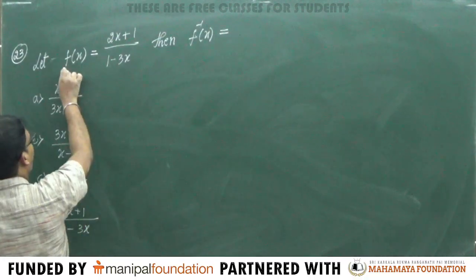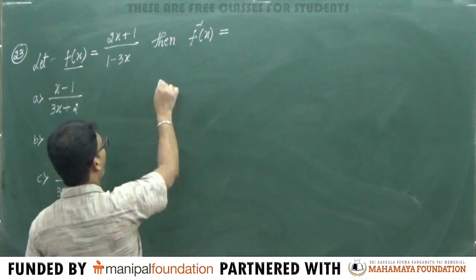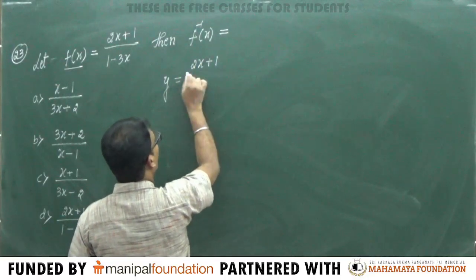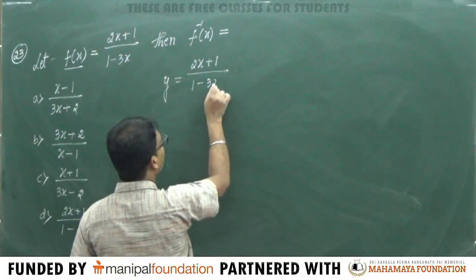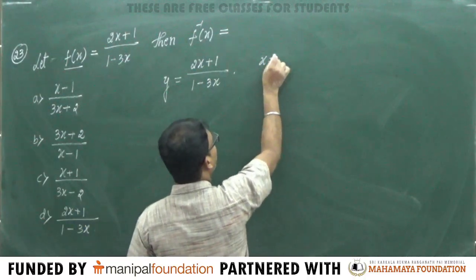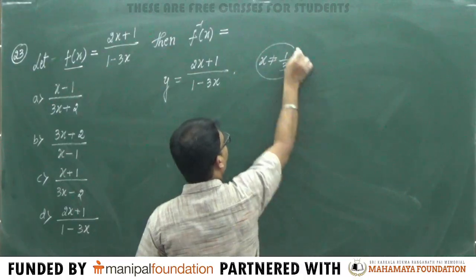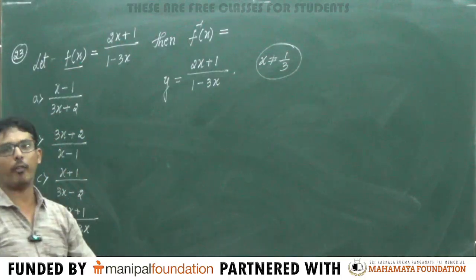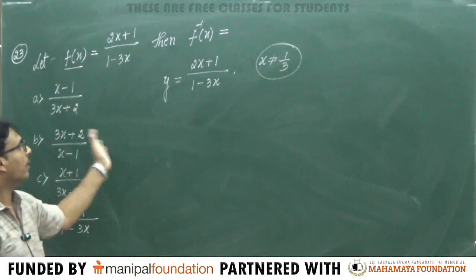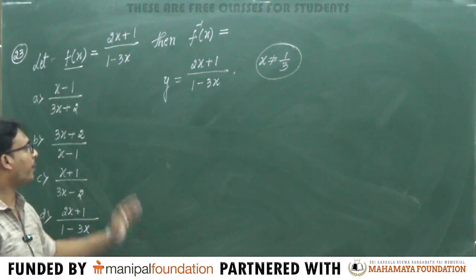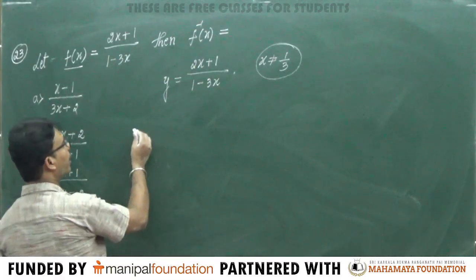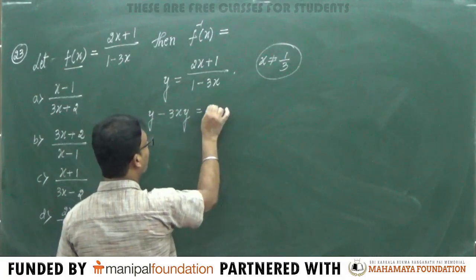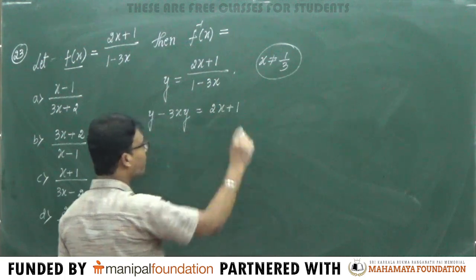To find the inverse of a function, take the function f of x as y. y is equal to 2x plus 1 whole divided by 1 minus 3x, where x is not equal to 1 by 3. Because if x becomes 1 by 3, the denominator becomes 0, then the function is not defined. So just find the value of x in terms of y, do the cross multiplication, we will get y minus 3x into y is equal to 2x plus 1.